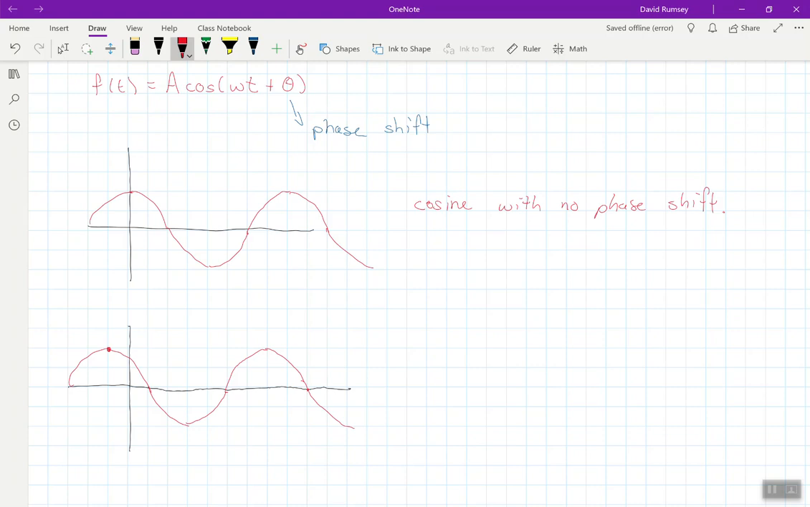So on and so on. Now this is still a cosine function. In fact, these two things have the same period/frequency. But this one has a phase shift.